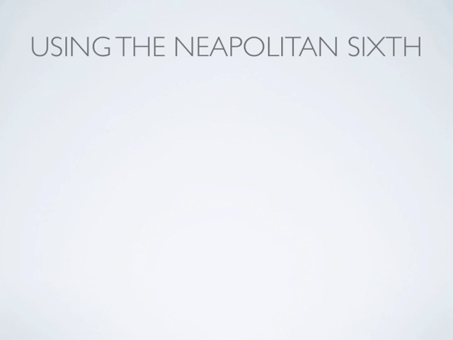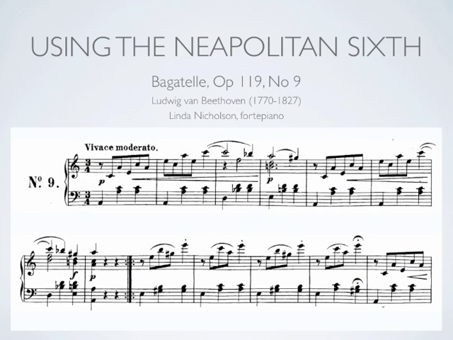Before we write out a harmonic progression using the Neapolitan sixth, let's have a listen to a real piece of music that uses this harmonic device. As you follow along on the score, a big hint is when you see flats written into the music. Also, it's very important to listen carefully to see if you can spot where the sudden changes in the harmony take place.